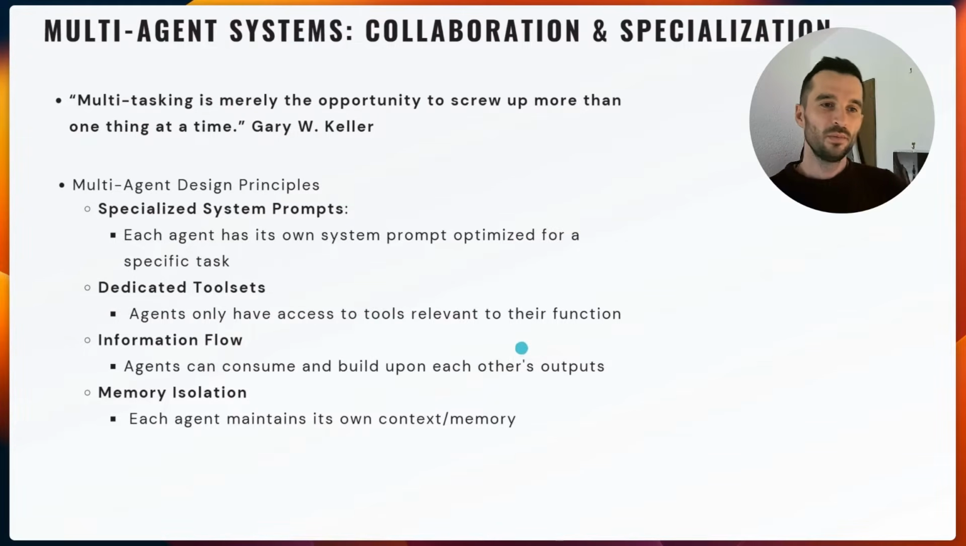Then we have the information flow. Basically, one agent can work with the result of another agent. For example, we have one research agent that scrapes the web and then passes it down to another agent. Maybe this is an analyst agent that gets this raw content and can further work with it. And finally, we have memory isolation. Each agent has its own context and memory, preventing confusion between different tasks.